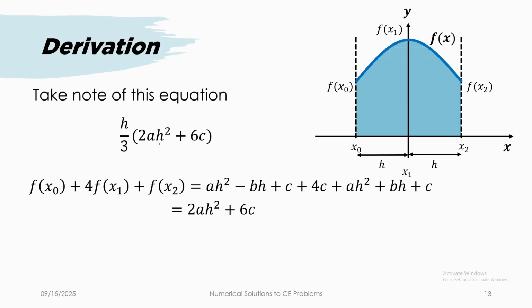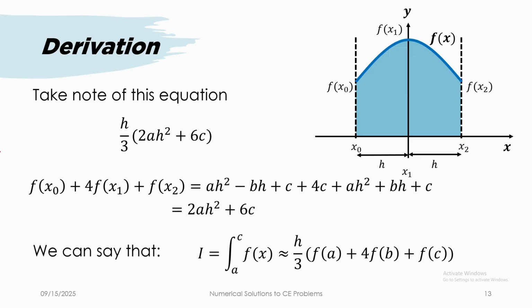h squared plus 6c is the quantity we multiplied to h over 3 from earlier. From our two calculations, we can say that the area under the curve can be estimated as a third of h times the quantity of the summation of f of a and f of c plus 4 times f of b. We just substituted a, b, and c as x naught, x sub 1, and x sub 2. So it's just the same.